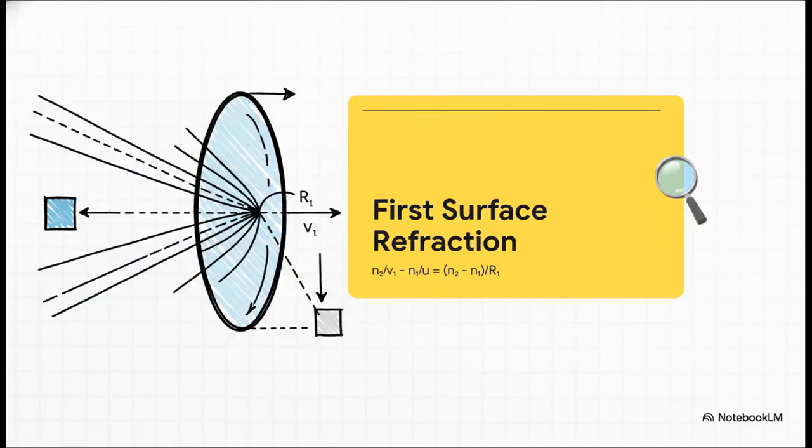And of course, there's a formula for that. Physics has an equation for everything, right? Now don't worry about memorizing this thing. The important part is just what it does. It connects the object's distance, u, and that virtual image's distance, v1, with the curve of the lens, r1, and the type of glass it's made of. It's basically the math behind that very first bend.